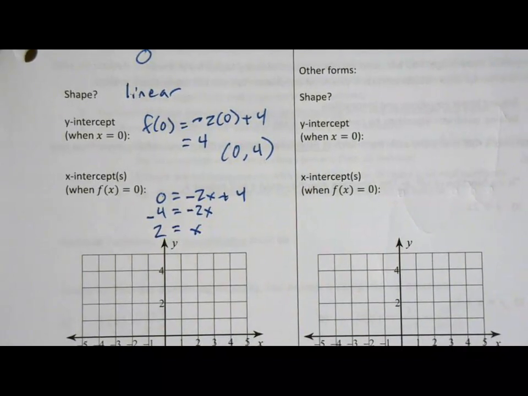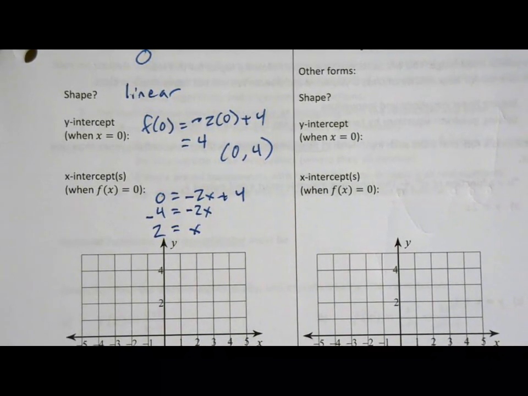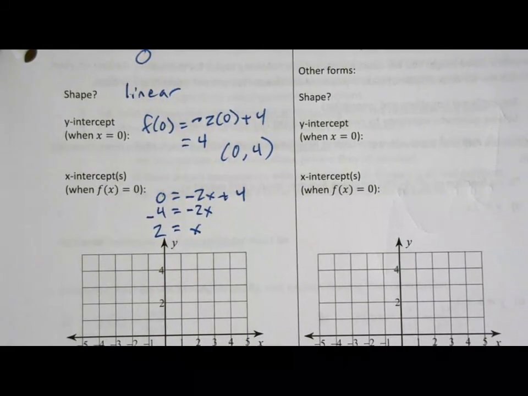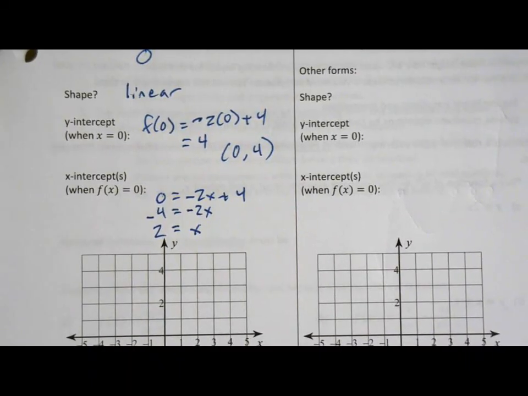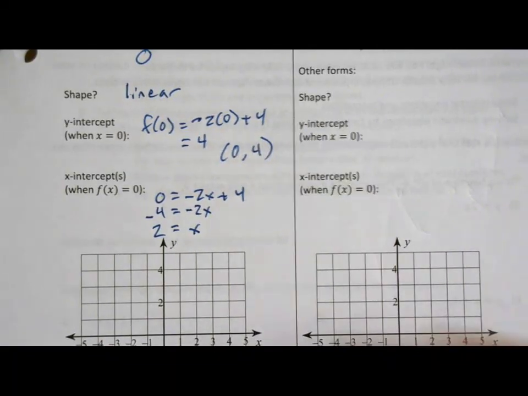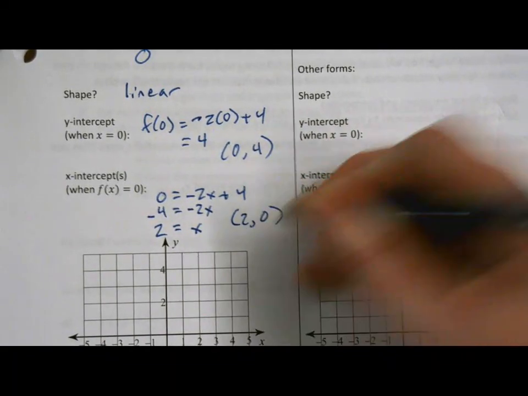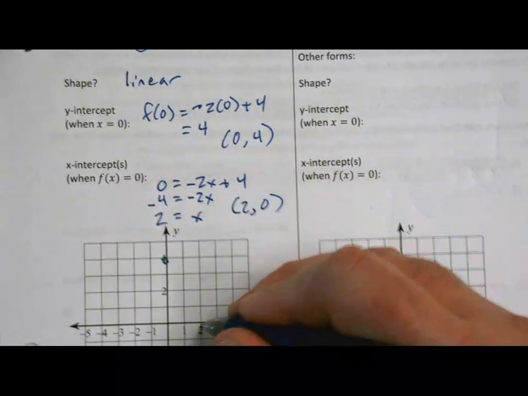Now, many of you are going to choose to still do that because you're comfortable doing that and it makes you more confident in your work, especially on tests and quizzes. A lot of you are still going to do that, and that's fine. I'm not going to dock you for it, but you don't have to anymore. So x is 2, so that means our x-intercept is going to be at (2, 0). So (0, 4), (2, 0).